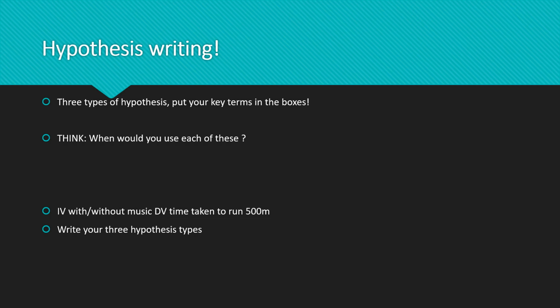Directional is when there has been previous research. If a study, or a scenario, says there has been previous research, it is going to be directional that you have to write. If it doesn't say anything about previous research, or it says there has been no previous research done, then it is non-directional.